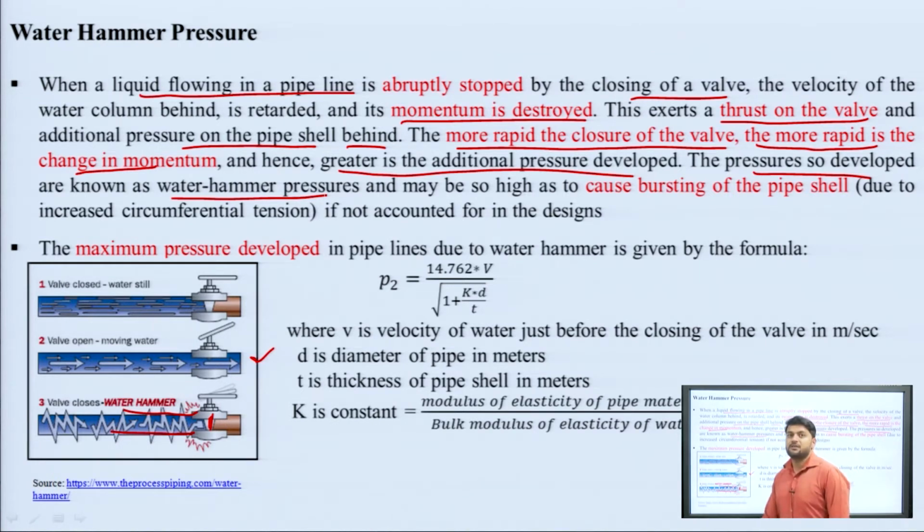and what will be the result? It will cause the bursting of the pipe. So, what will happen? The pressure is so high that it bursts the pipe. And how can we calculate that particular pressure?